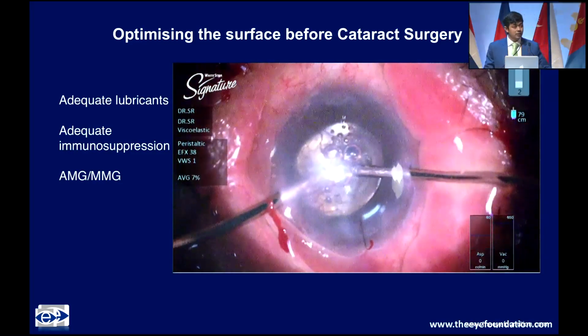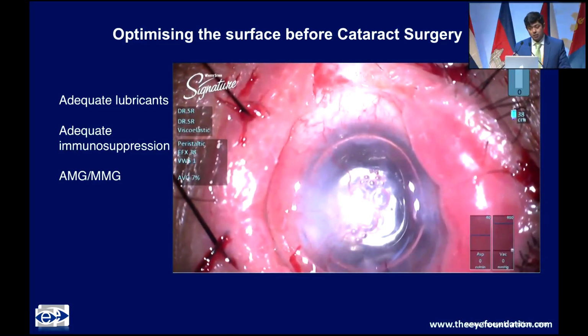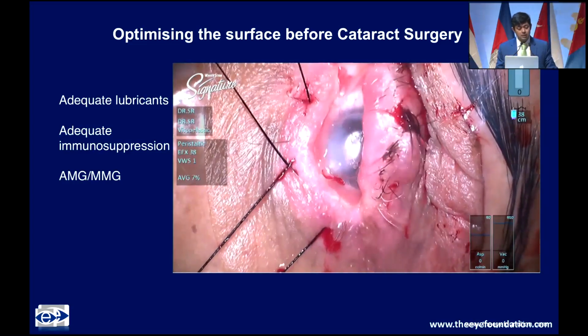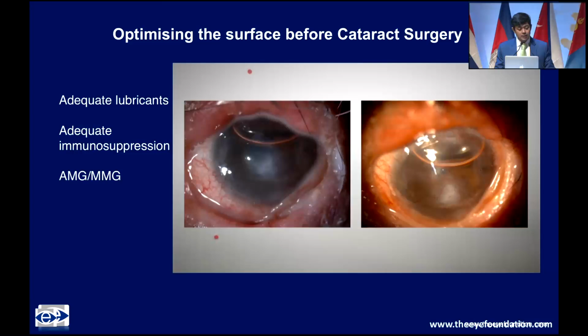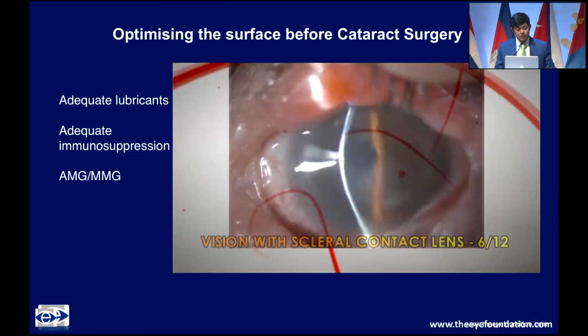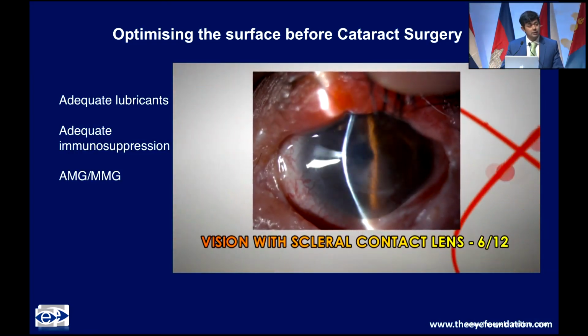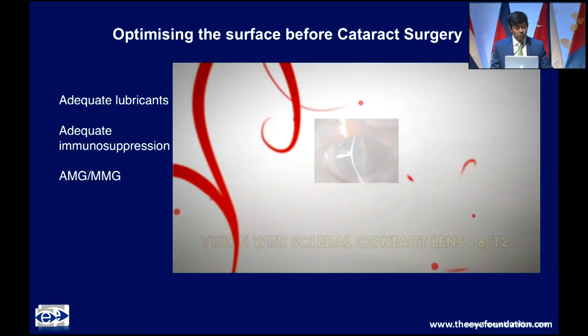The healing does take a little longer, and these patients are more prone to postoperative corneal melts and a thinner cornea. Subsequently, you can always do a scleral contact lens fitting in these eyes, and once the cataract had been removed, with the scleral contact lens the patient had 6/12 vision and a good outcome.